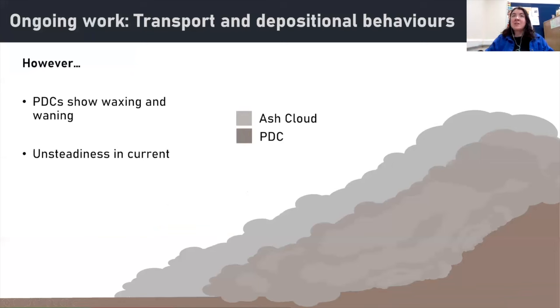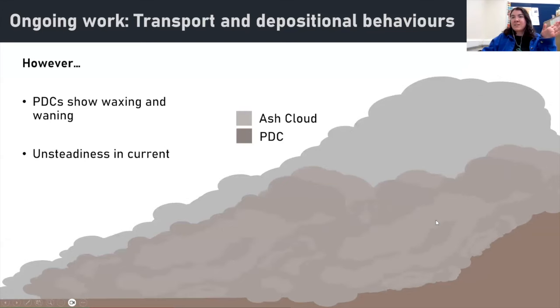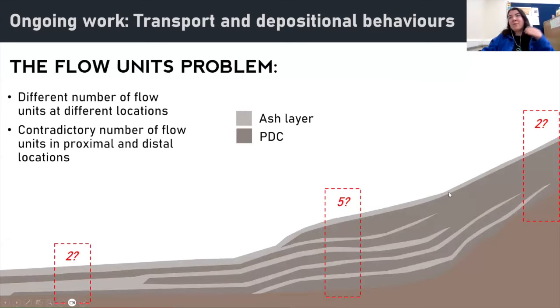So PDCs, especially unsteady, long sustained PDCs, show waxing and waning. So this is an increase and decrease in certain parameters. So it may look something like this. Here again, we have our flank volcano and our PDC, and it increases in activity and then decreases. And we're left with a different and more confusing layout of these flow units throughout the deposit.